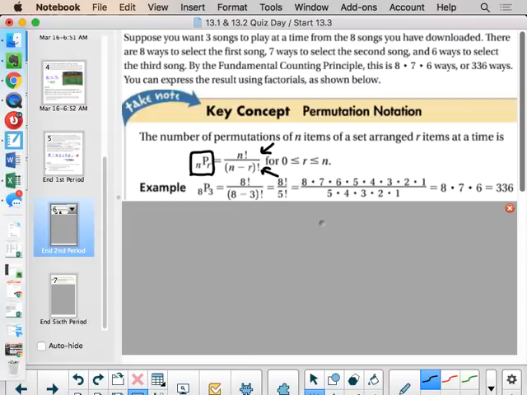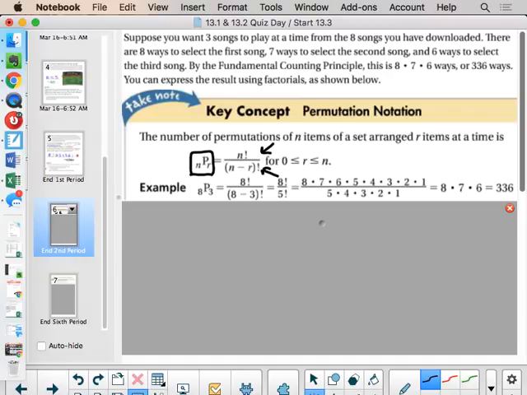So we know that if I have 8 songs and I want to pick 3 to listen to, we already know it's just 8 times 7 times 6. But let's see why that's true. In the top I would have done 8 factorial because 8 would have been my n. And on the bottom I would have had 8 minus 3, which simplifies to 5. So we have 8 factorial divided by 5 factorial.